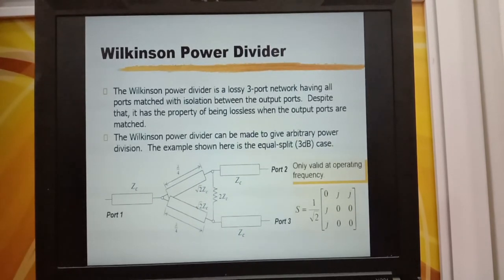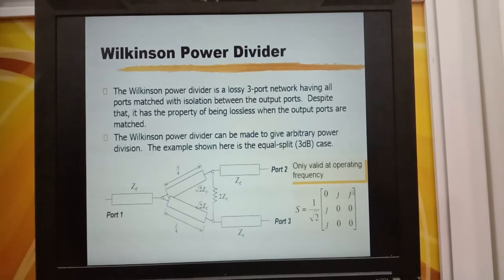An improvement to the T-junction power divider is the Wilkinson power divider. Remember earlier in the T-junction power divider, we make use of quarter wave transformers to obtain similar impedance at port 1, port 2, and port 3. In the design of a Wilkinson power divider, we simply add a resistor between port 2 and port 3. If this resistor is chosen correctly, we will have impedance match at all three ports.